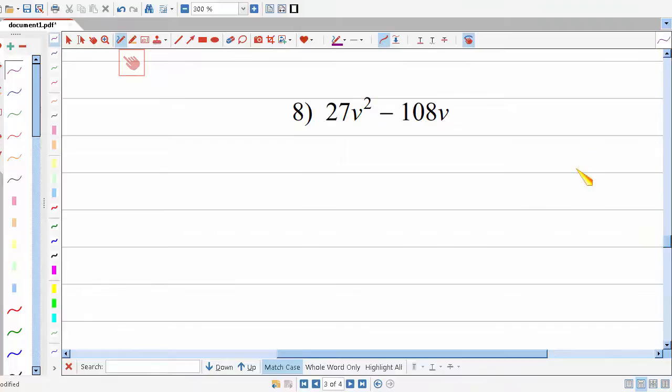Okay, and the next problem, I think I can factor out 27. And actually not just 27, 27v. Yeah.